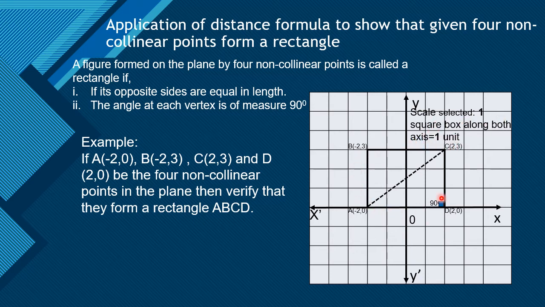So we have joined the points A, B, C and D. We found this rectangle. We have also joined the points A and C, and AC is the diagonal of the rectangle over here. Now we just have to find out the distances AB, BC, CD and DA by applying the distance formula. So let us see.